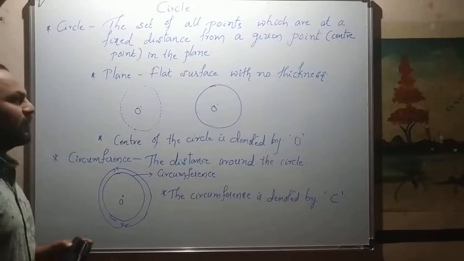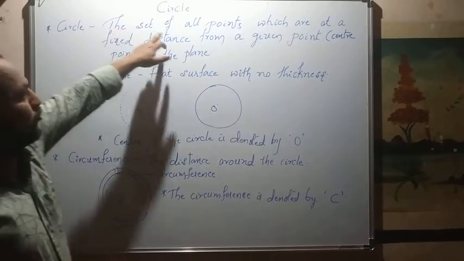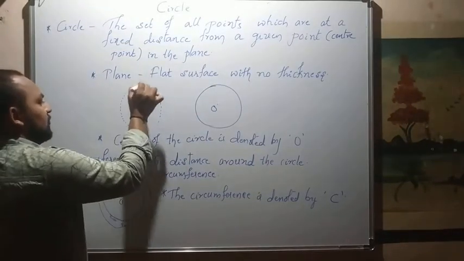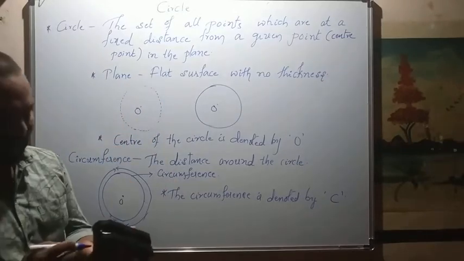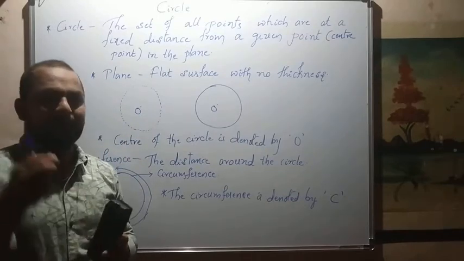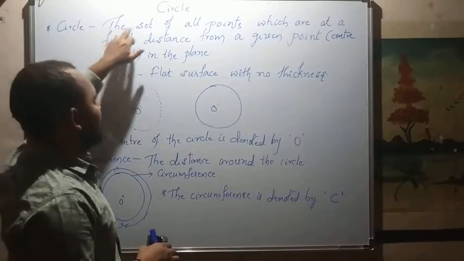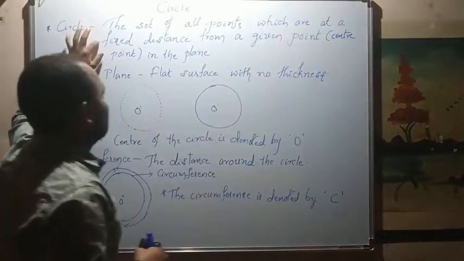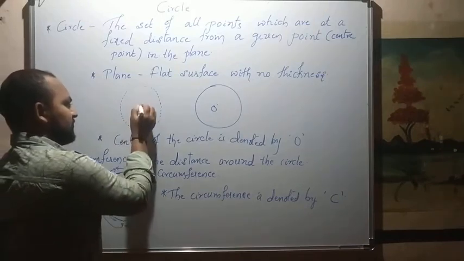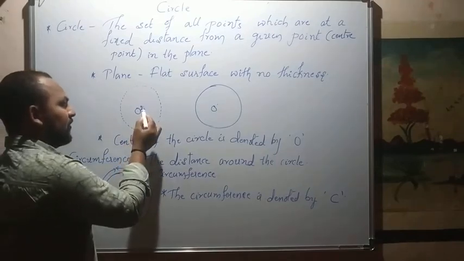First, what is a circle? The circle is the set of all points, the infinite number of points, on a plane surface. The plane surface is, for example, the paper. There is no thickness. Here the set of all points which are at a fixed distance from a fixed point.